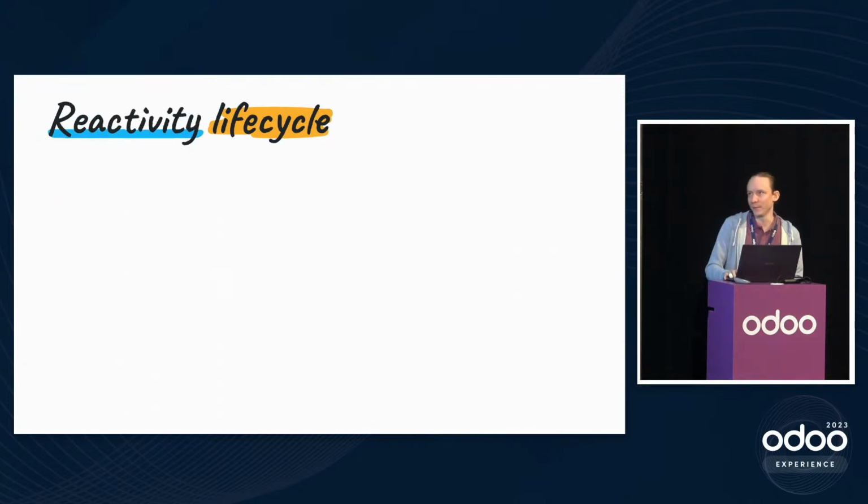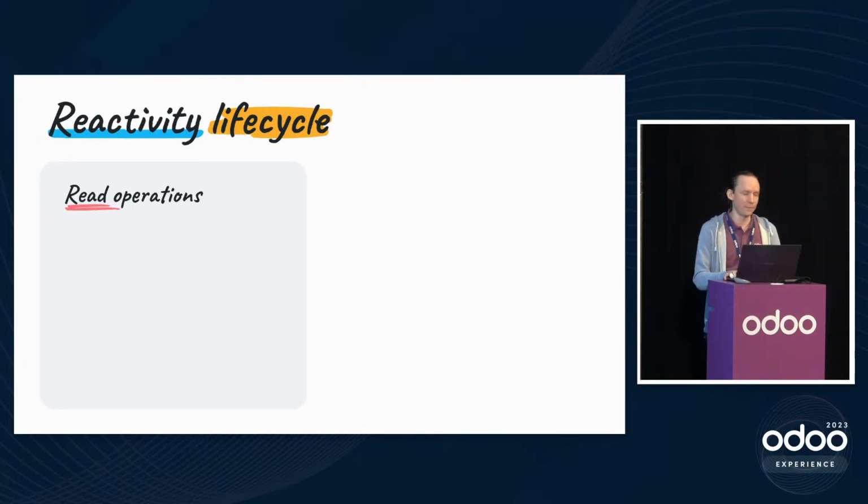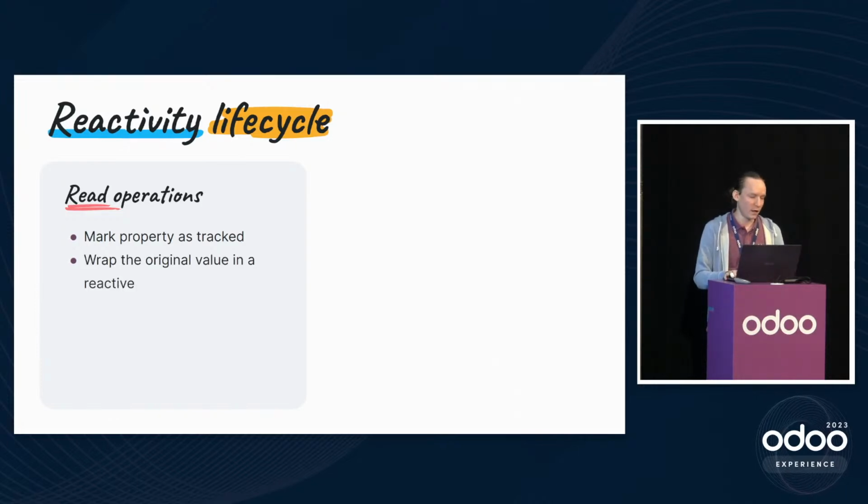So let's talk a little bit about the reactivity lifecycle. When we intercept a read operation, what we're going to do is mark the property that's being read as tracked. And that means that the component, for example, cares about that property. It read this property during its rendering, so the output of its rendering depends on that property, and so it needs to subscribe to that property specifically.